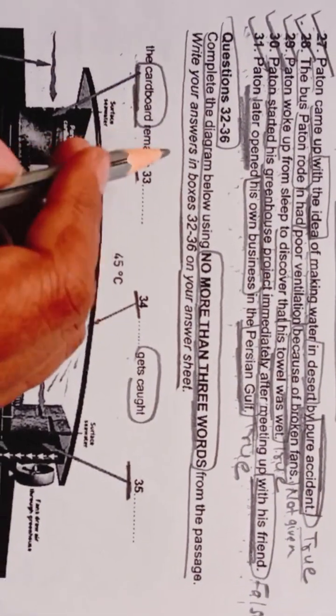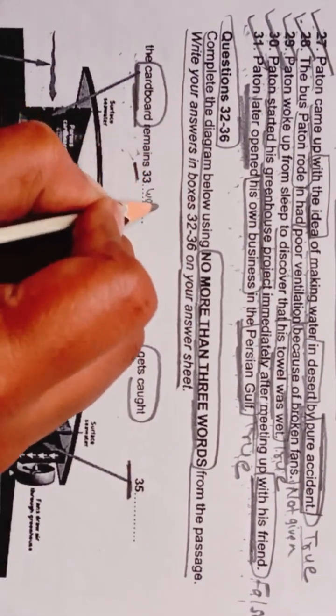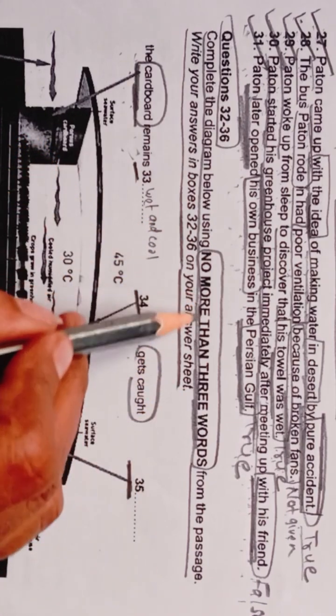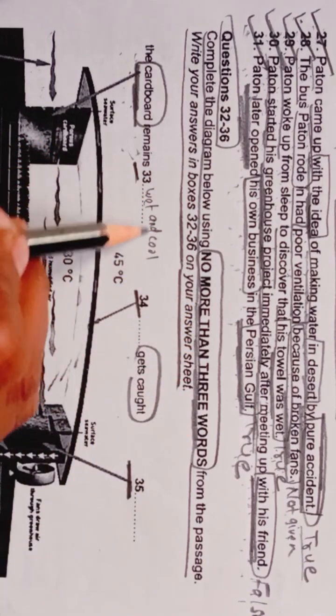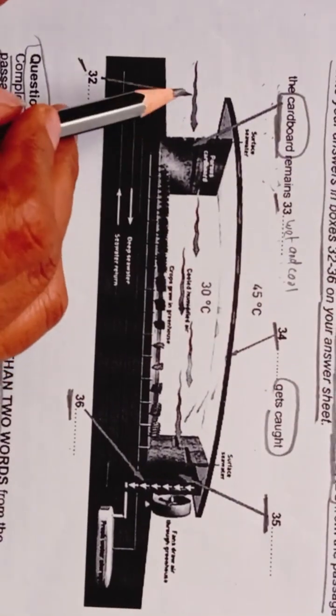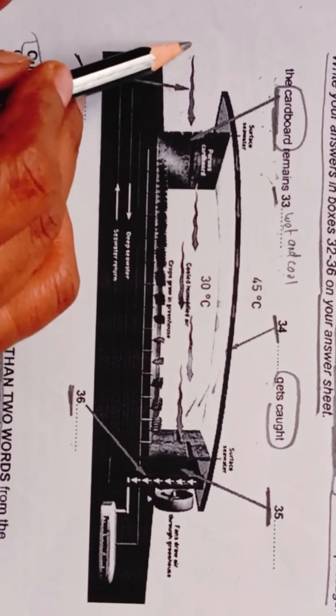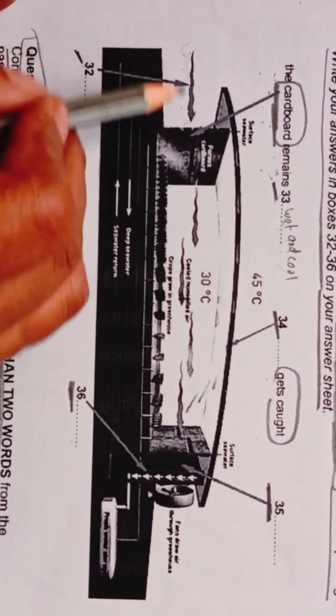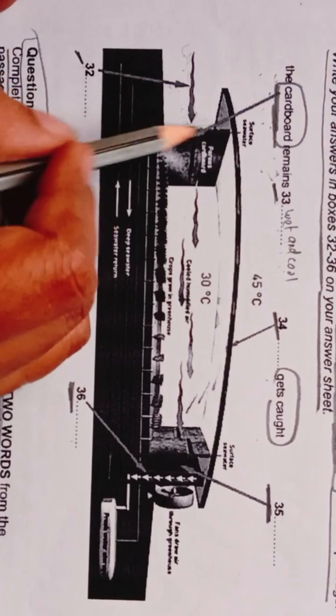Okay, so the cardboard remains wet and cool. No more than 3 words. Wet and cool will be our answer here. And here they are saying these are the waves, means air. This is air. This is the front of cardboard.